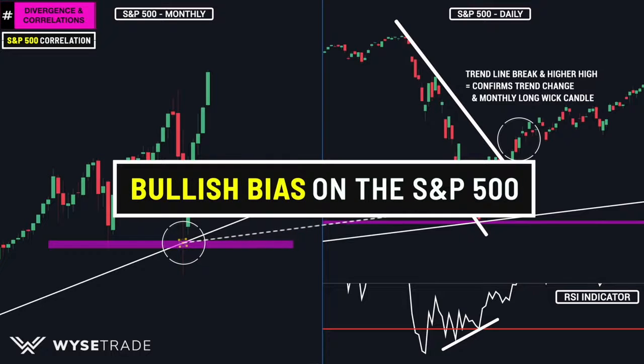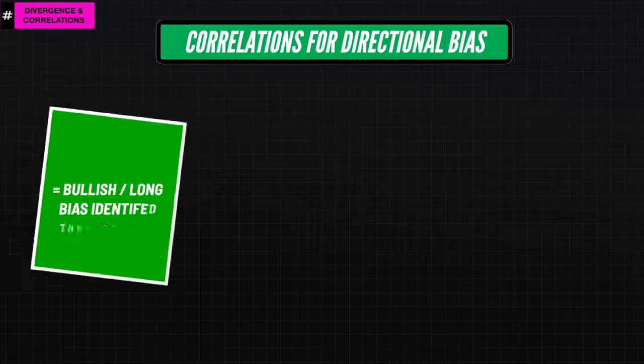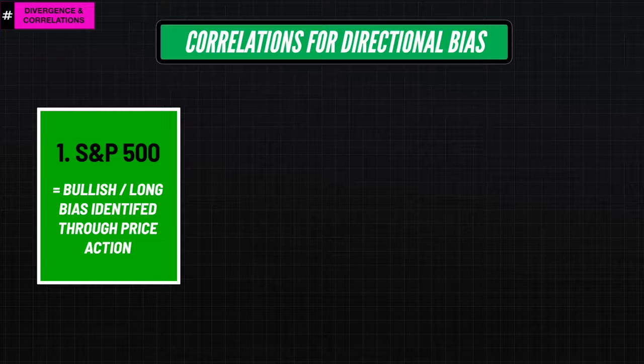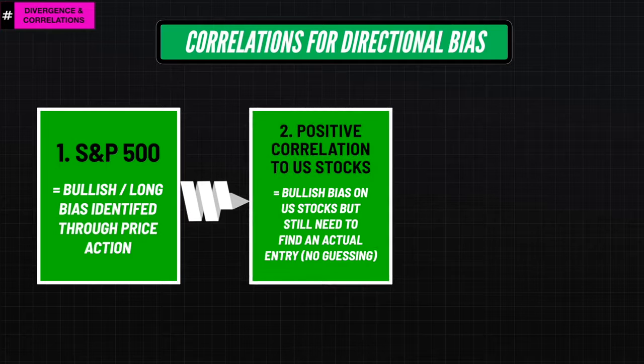long bias. Now, this is where correlations comes in. Again, we first found price action on the S&P 500 that gave us our bullish long bias. Then, since the S&P 500 has a positive correlation with US stocks, this again gave us a bullish long bias on US stocks we were watching.